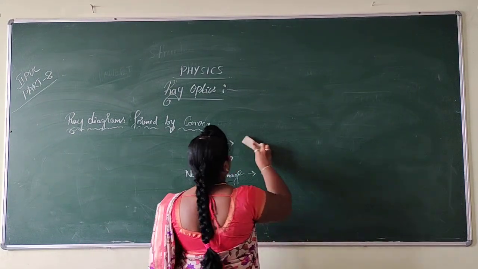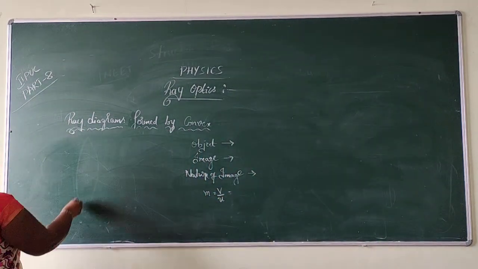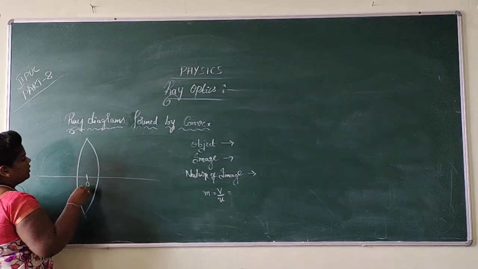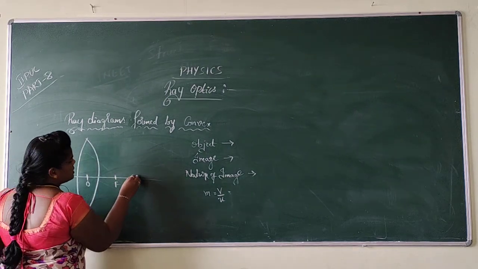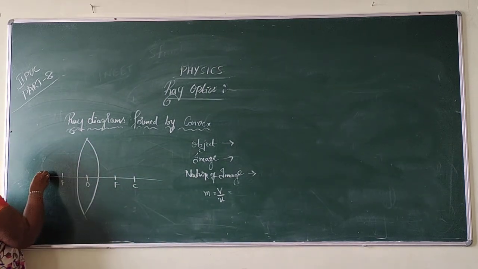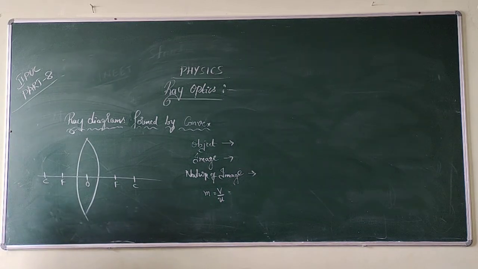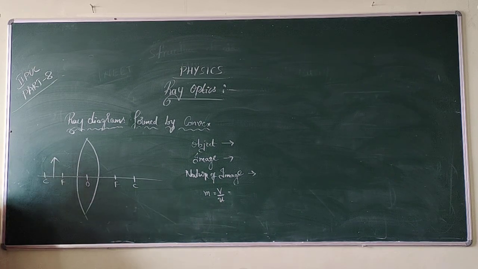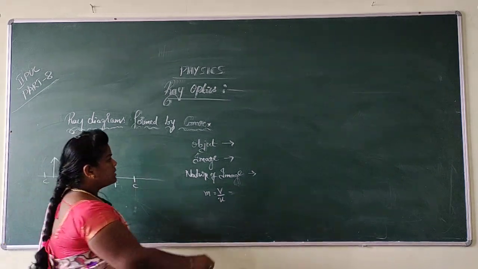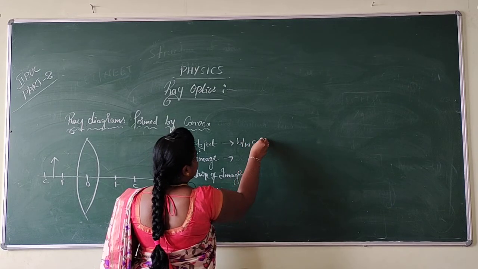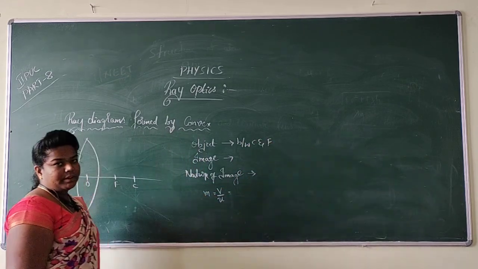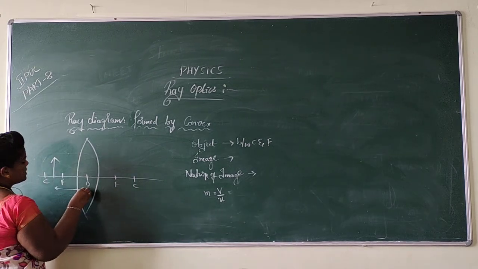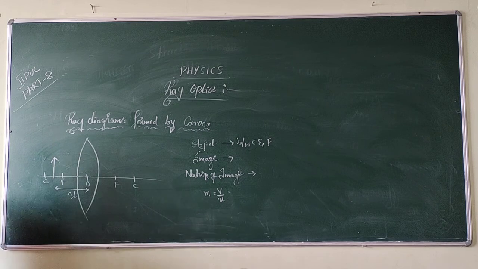Okay. Now let us see another case. I am just considering a convex lens with a principal axis and optic center. I am going to write the principal focus, center of curvature, principal focus and center of curvature. Now I am going to place an object in between C and F. Where I place the object is in between C and F. Now let us see where the image is going to form. And the distance between the object and the optic center is the object distance U.